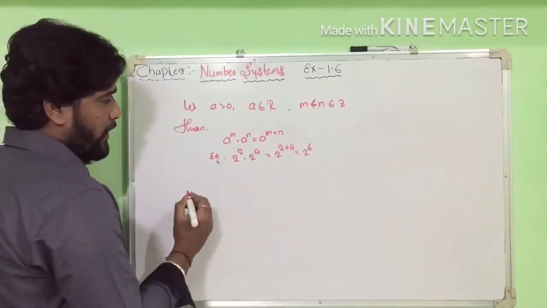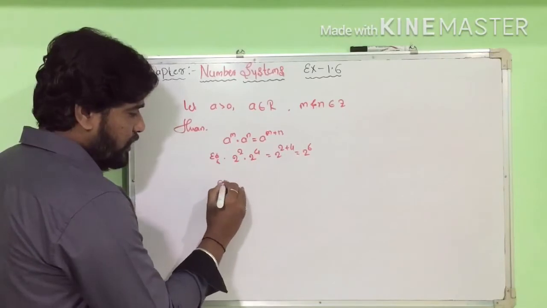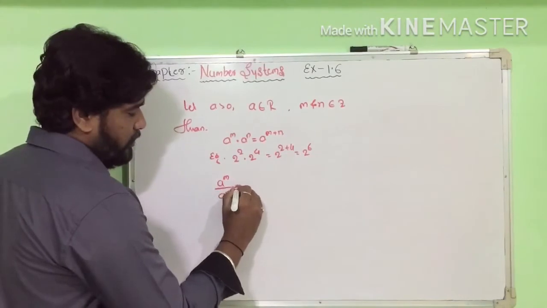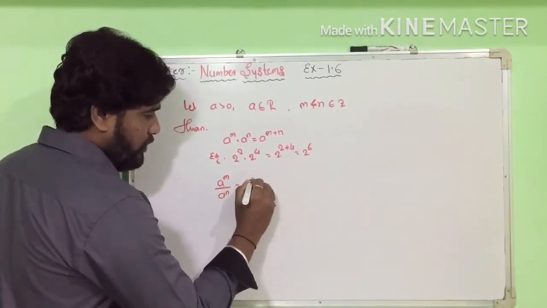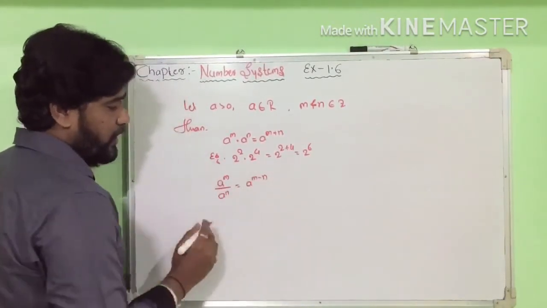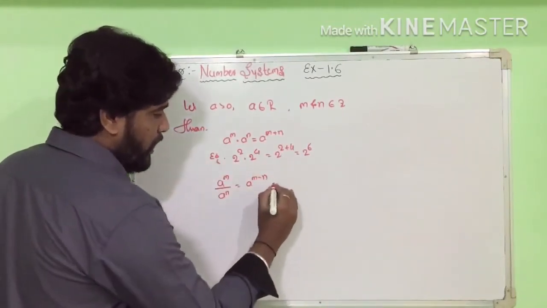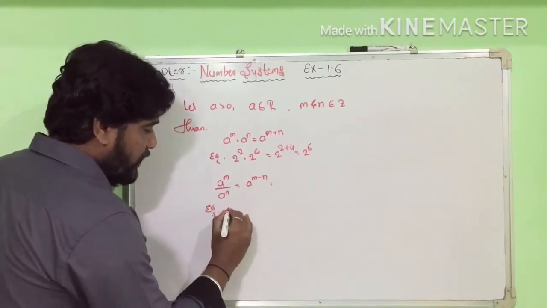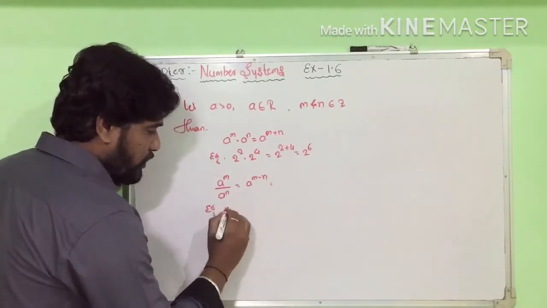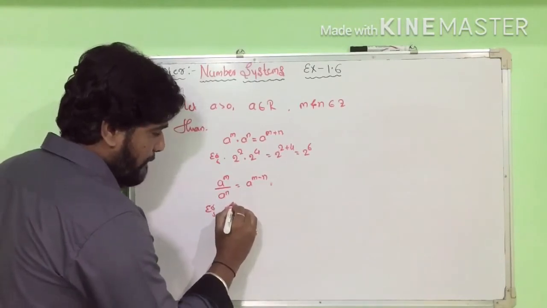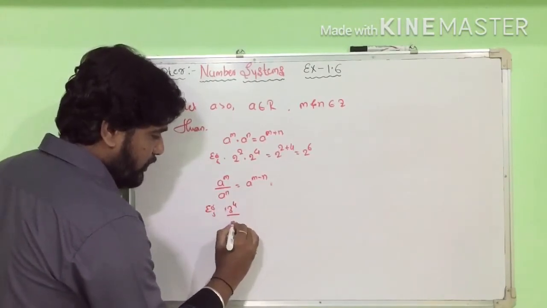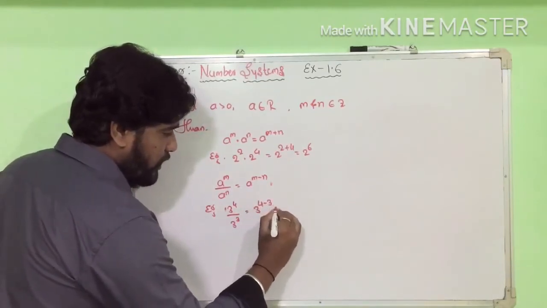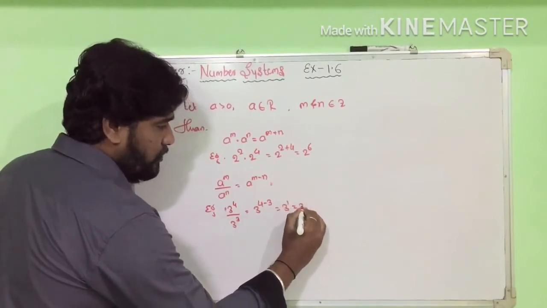Is it clear? Next, another one, a raised to m divided by a raised to n. We can write a raised to m minus n. If it comes in the numerator, this becomes a minus. For example, 3 raised to 4 divided by 3 raised to 3, we can write 3 raised to 4 minus 3, which is equal to 3 raised to 1, is equal to 3.